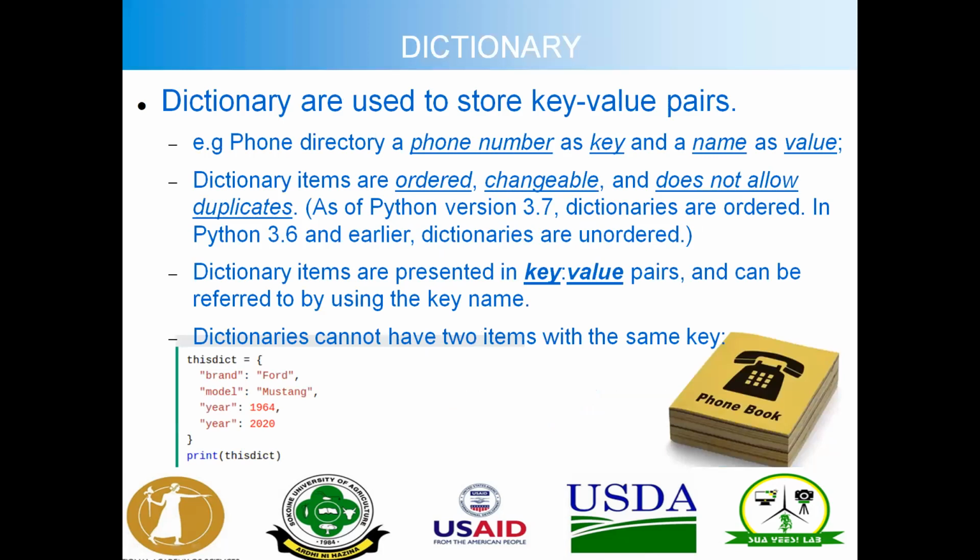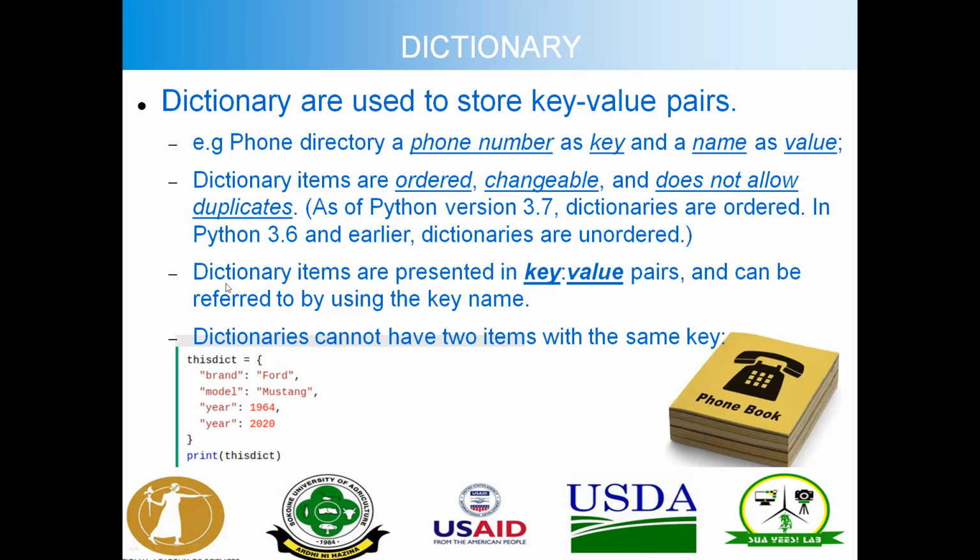Dictionaries are data structures which are used to store key value pairs. These data structures are ordered, you can change them, and they do not allow duplicates. So in a simple sentence, you are not allowed to have multiple key value pairs which contain the same key. So they do not allow duplicates.